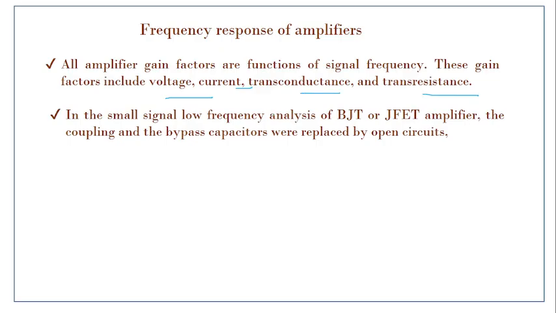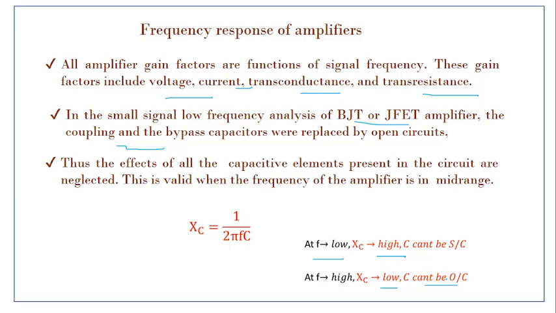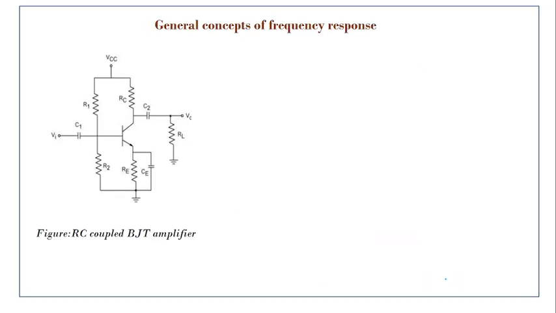In the low frequency analysis of a BJT or JFET amplifier, the coupling and bypass capacitors are treated as open circuited, but the effect of those capacitive elements cannot be neglected, because it varies with frequency. Xc is equal to 1 by 2 pi fC. At lower frequencies, Xc is high, and therefore the capacitor cannot be short circuited. Whereas at higher frequencies, the capacitive reactance is very low, so the capacitor cannot be treated as open circuited. So let us see the general concept of frequency response.